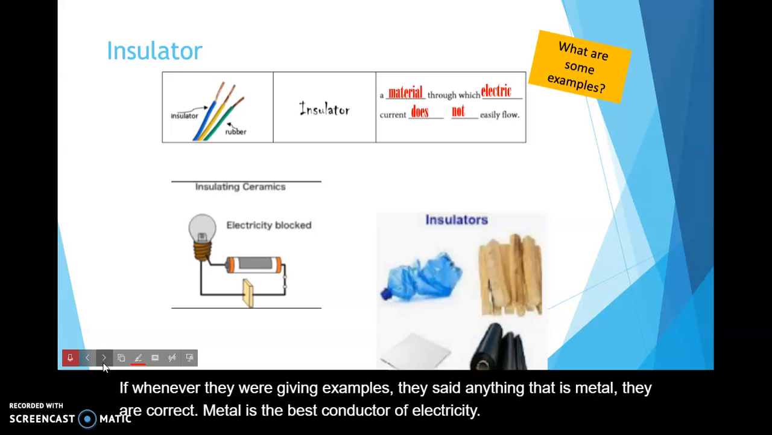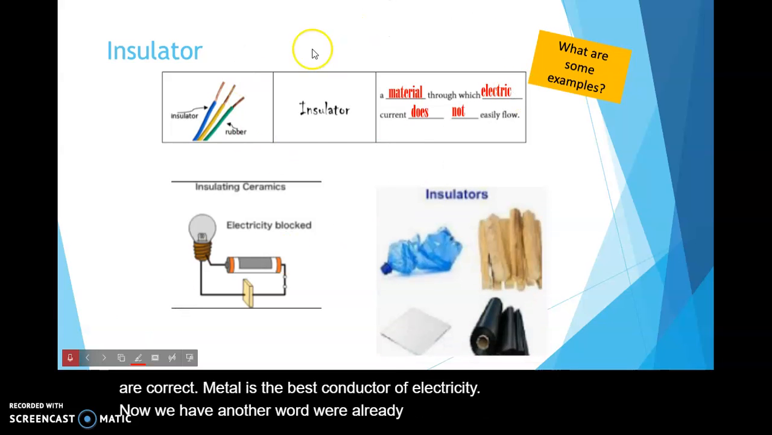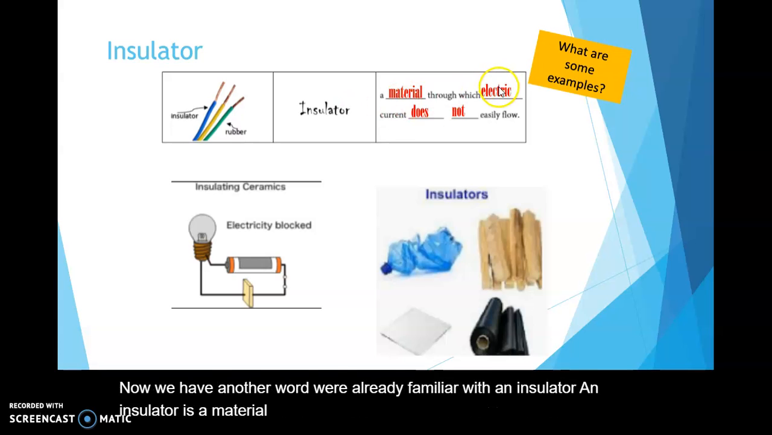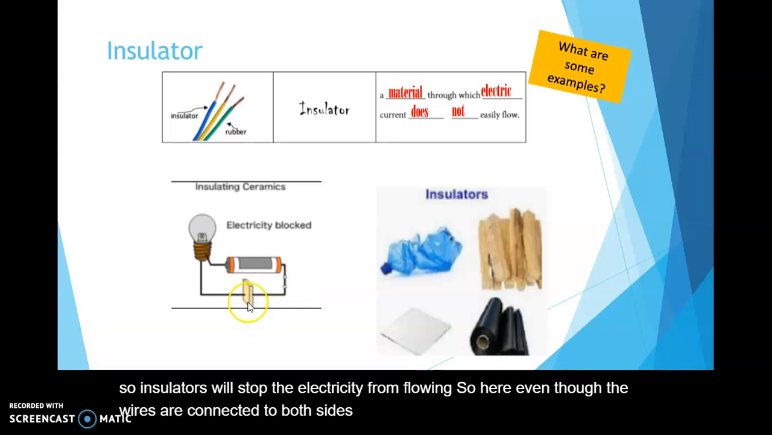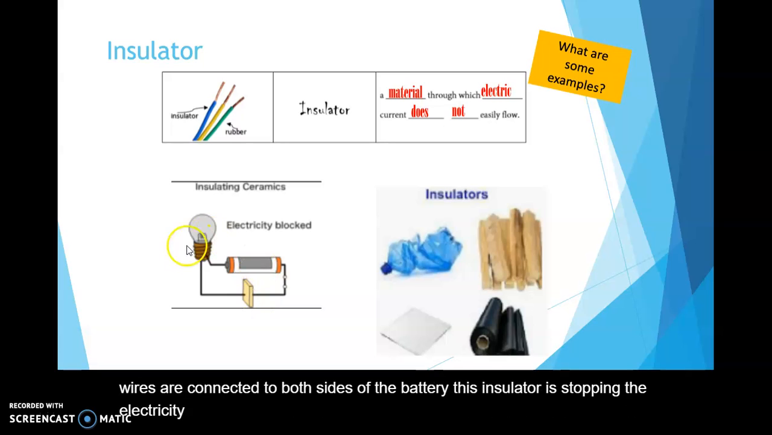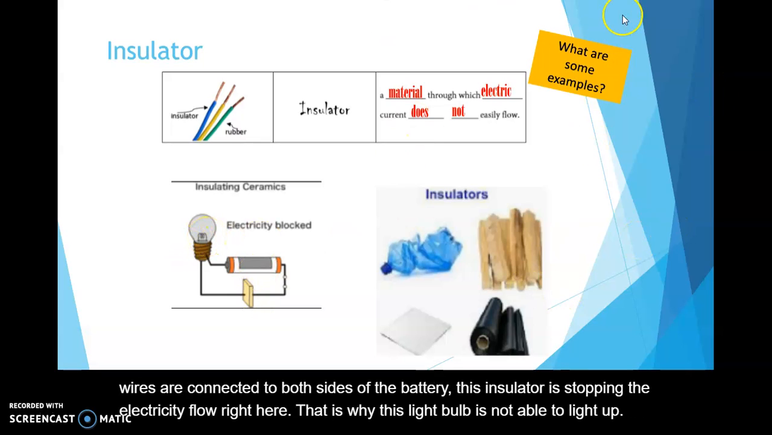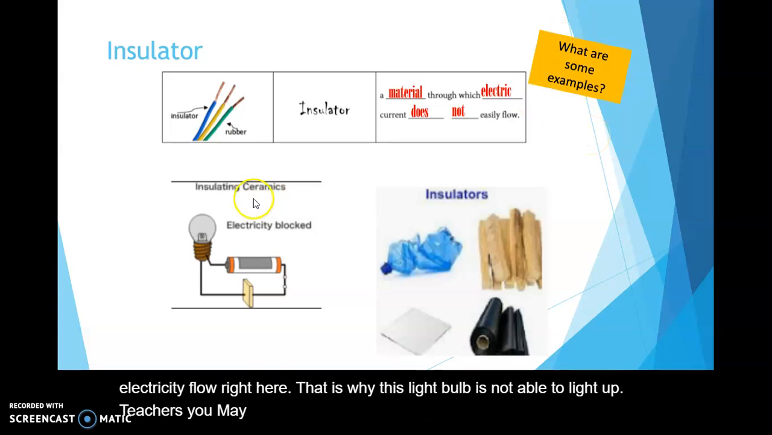Now we have another word we're already familiar with, an insulator. An insulator is a material through which the electric current does not easily flow. So insulators will stop the electricity from flowing. So here, even though the wires are connected to both sides of the battery, this insulator is stopping the electricity flow right here. That is why this light bulb is not able to light up. Teachers, you may ask students to give you some examples of insulators.